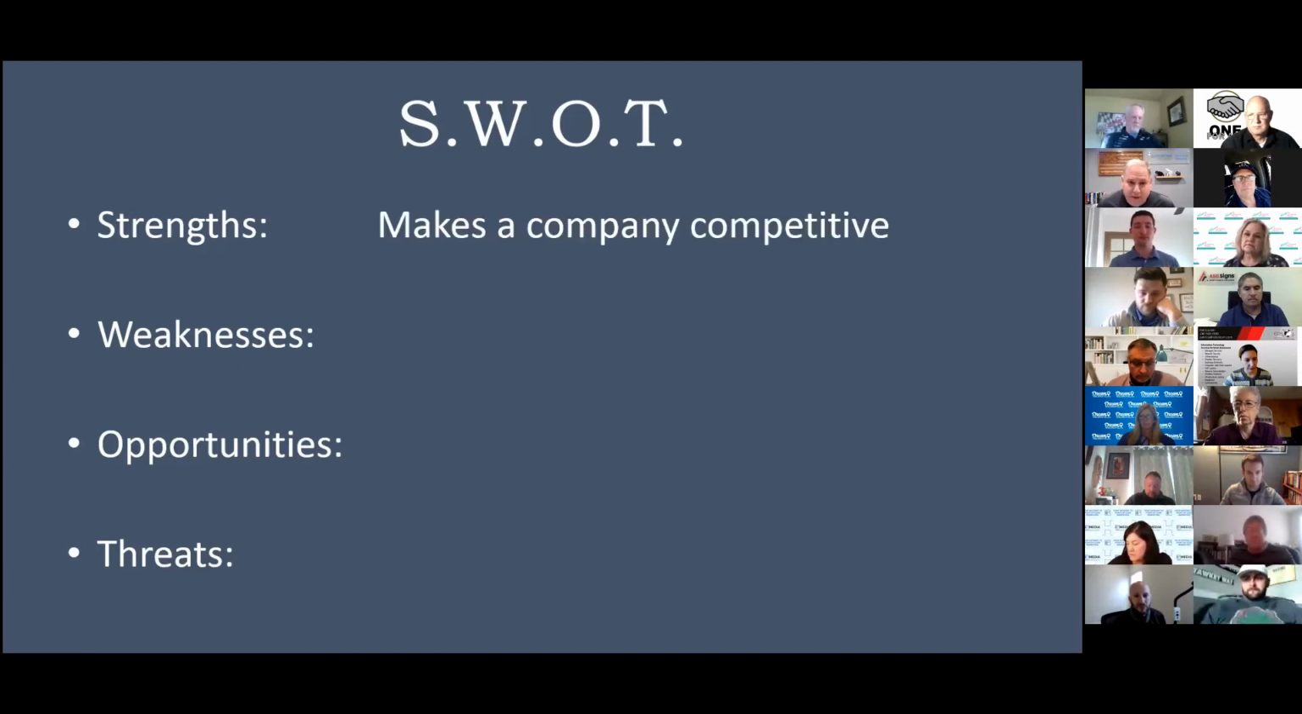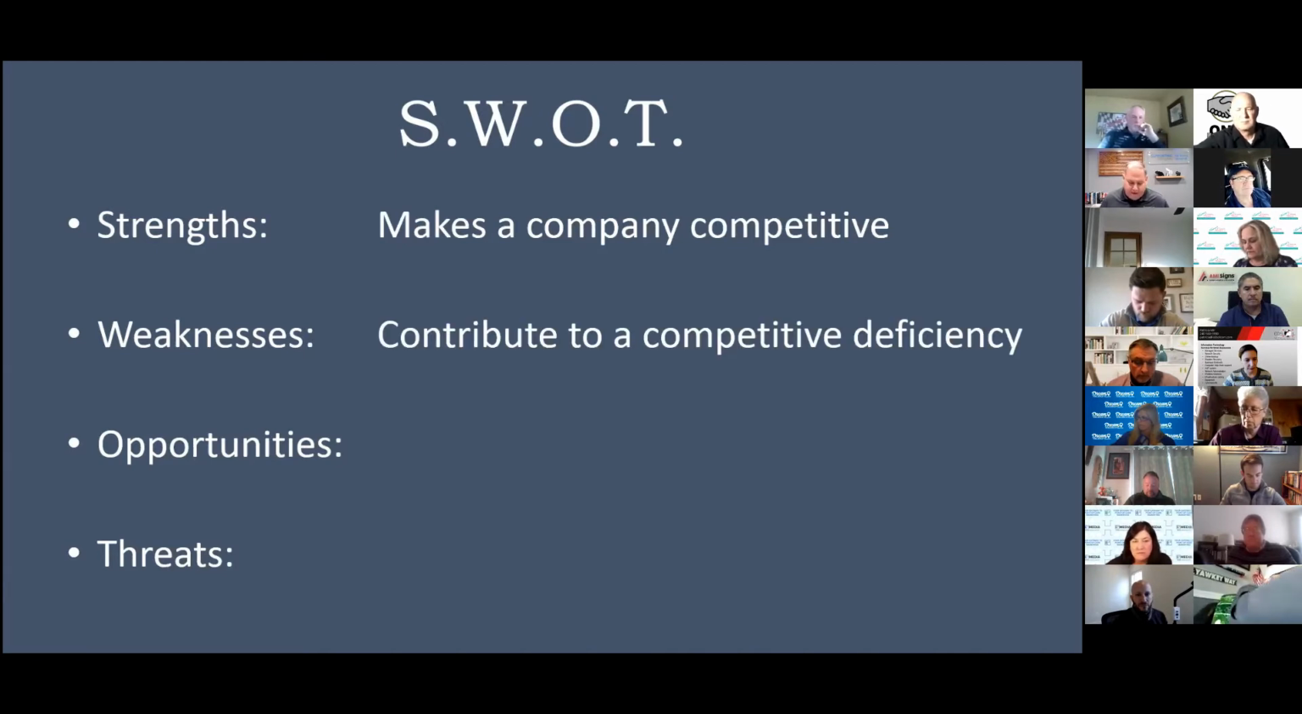Strengths make a company highly competitive, right? It's a combination and accumulation of strengths that give the company a competitive edge. Strengths lead to efficiencies, competence, ability to grow, and most importantly, profitability. This is what makes your company.